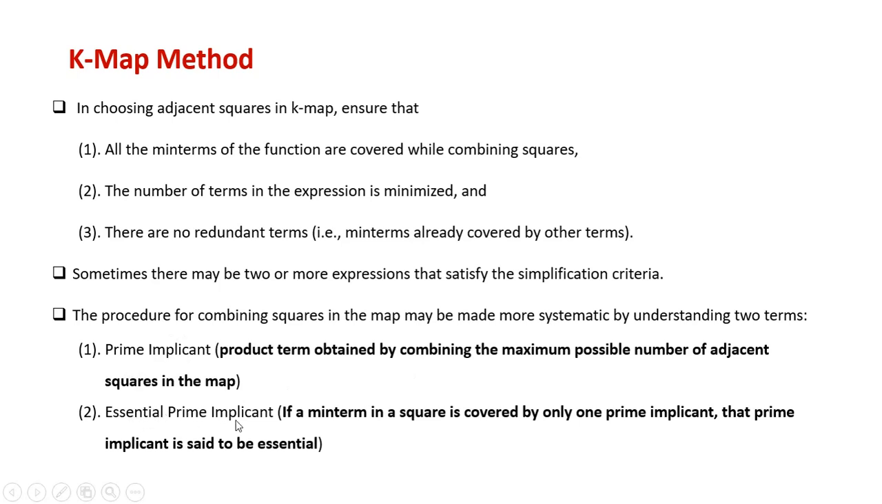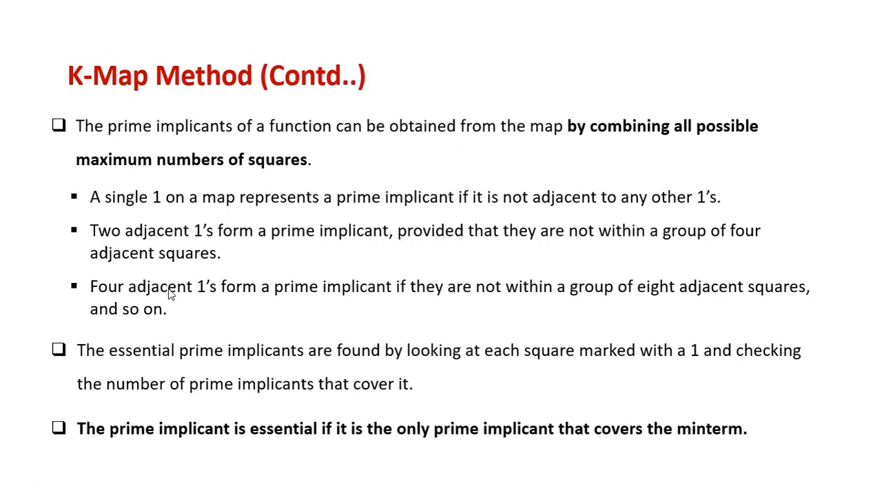Now, what is an essential prime implicant? If a minterm in a square in a K-map is covered by only one prime implicant, if only one pair of ones covers a minterm, then that prime implicant is said to be essential.